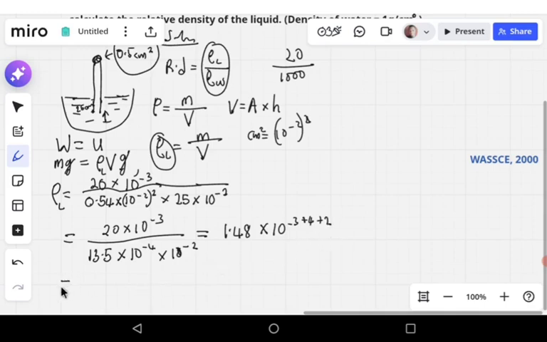So in the end, you are having 1.48 times 10 raised to power of that minus that, which is 10 raised to power of 3 kilogram per meter cube. This my meter is funny. Okay, so now we've gotten the density of the liquid. So now what is left is the relative density.